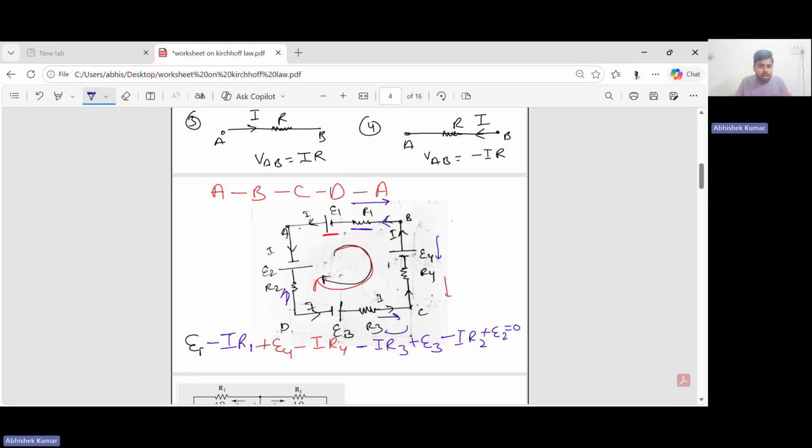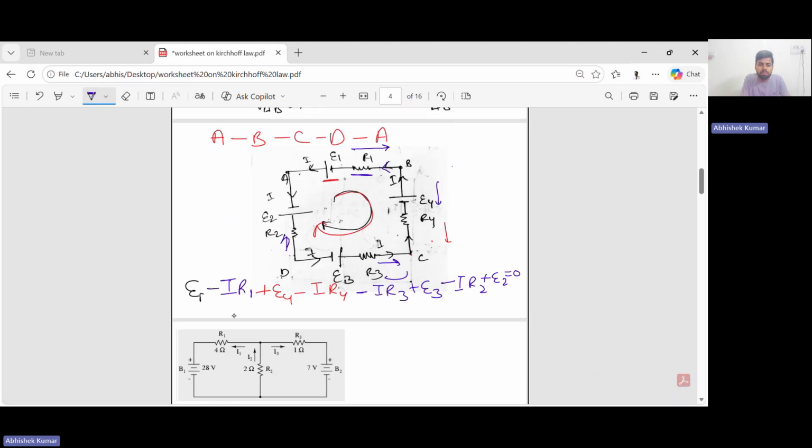So what have we done? Now, if you want to write it in a proper way, you will understand from here that E1 plus E2 plus E3 plus E4 is equal to IR1 plus IR2 plus IR3 plus IR4. I hope it is clear to all. But the sum of net EMF, whatever the net EMF is there, what?